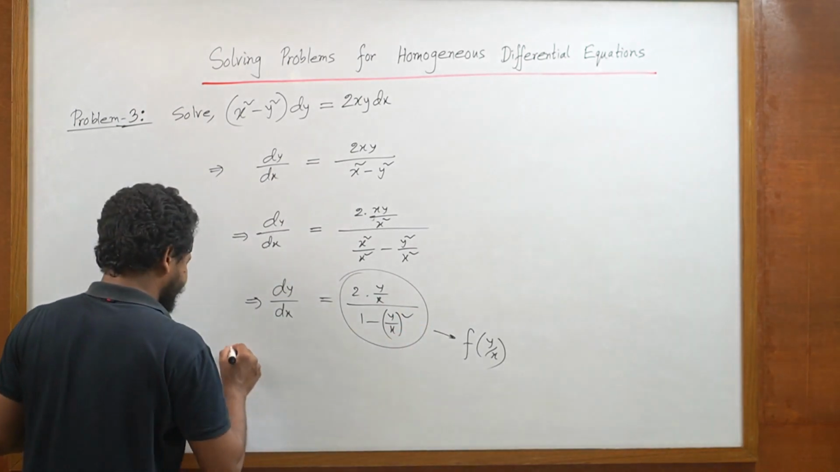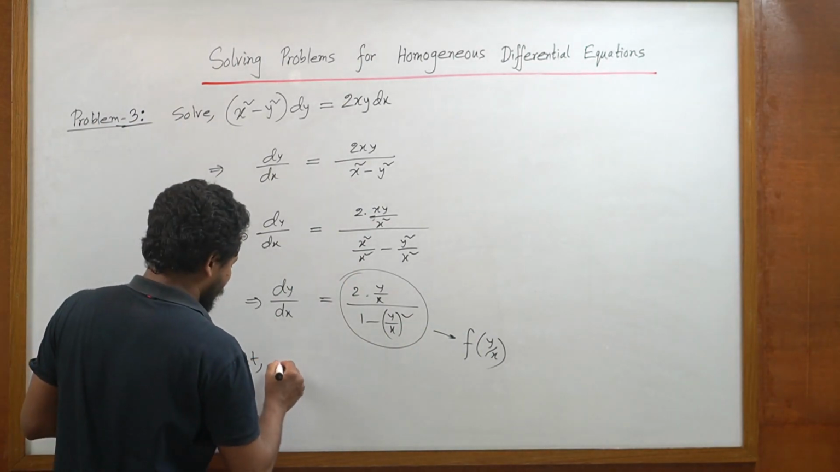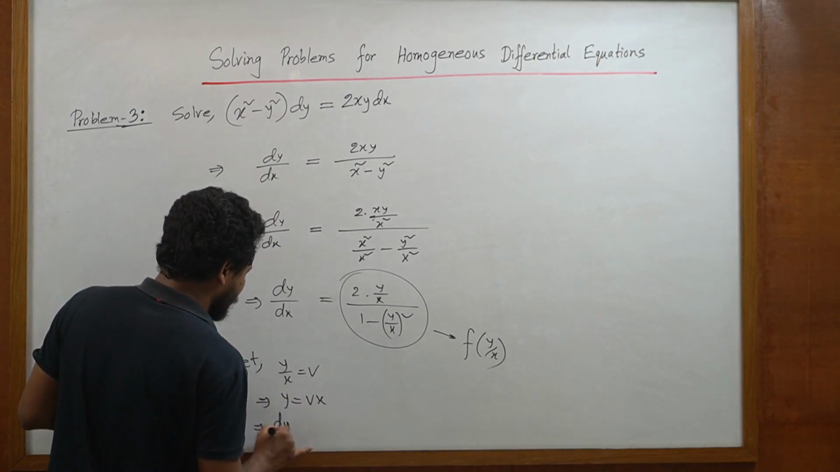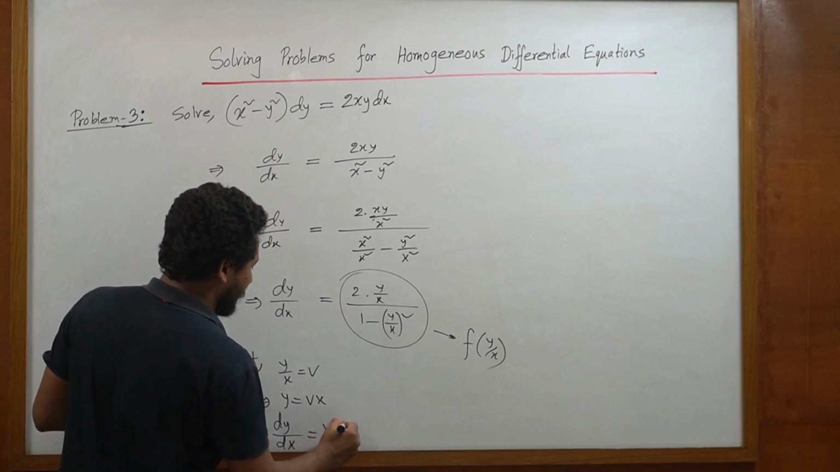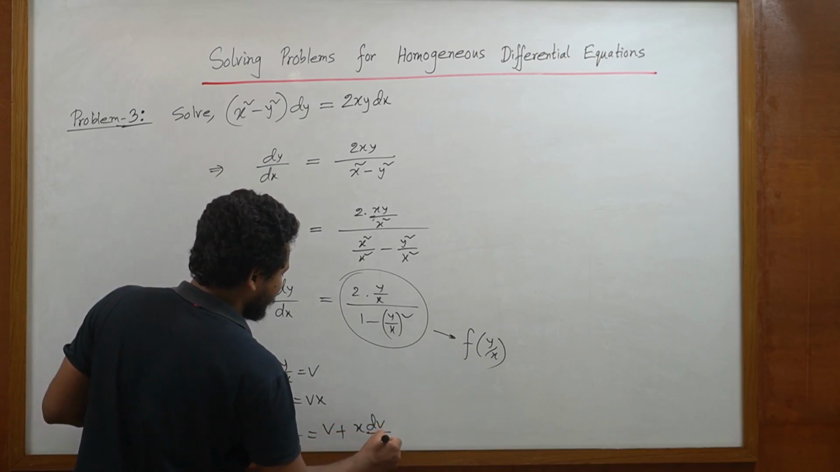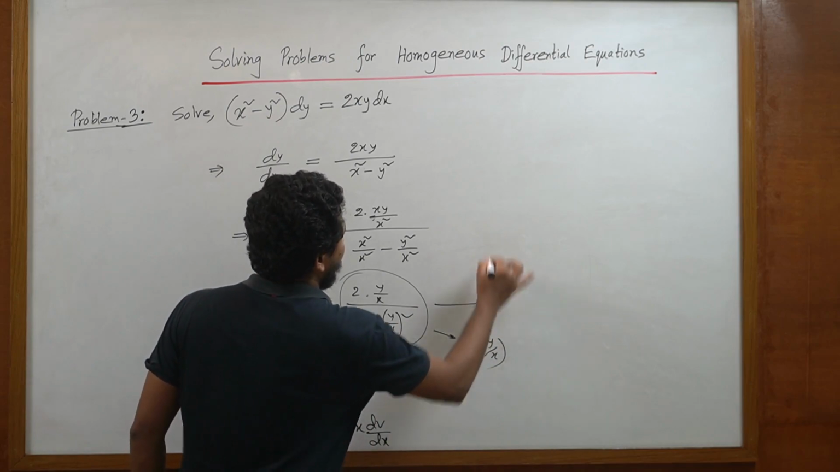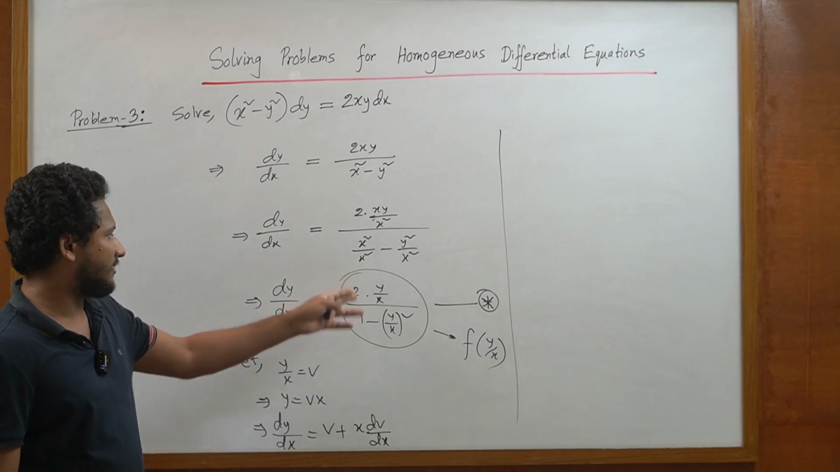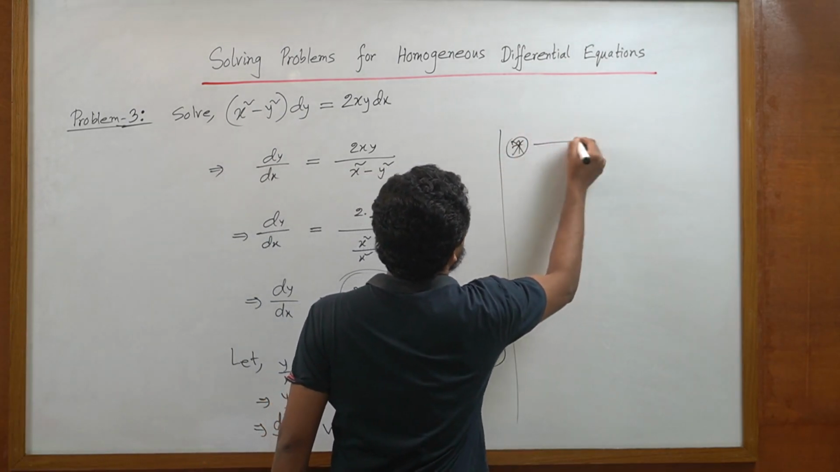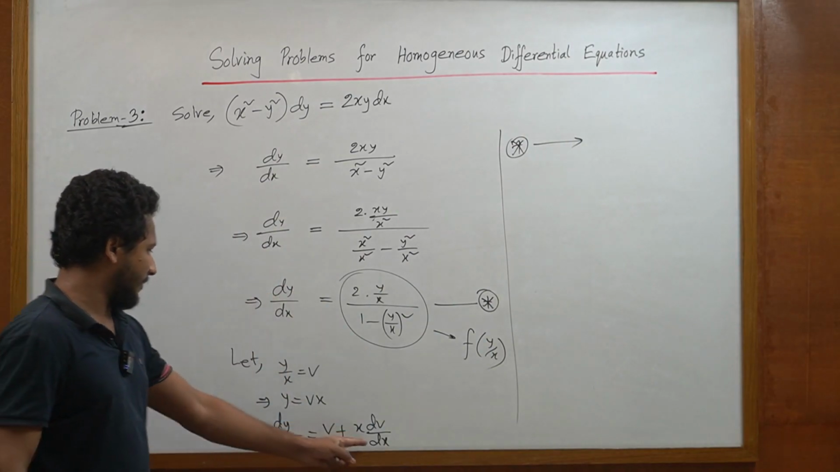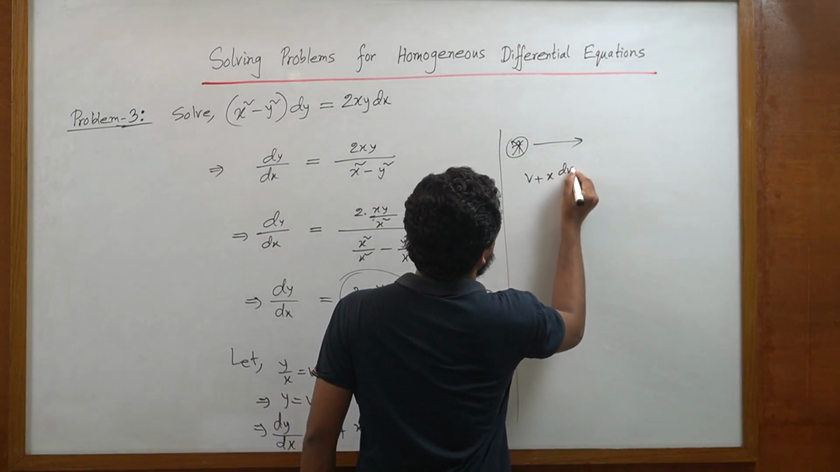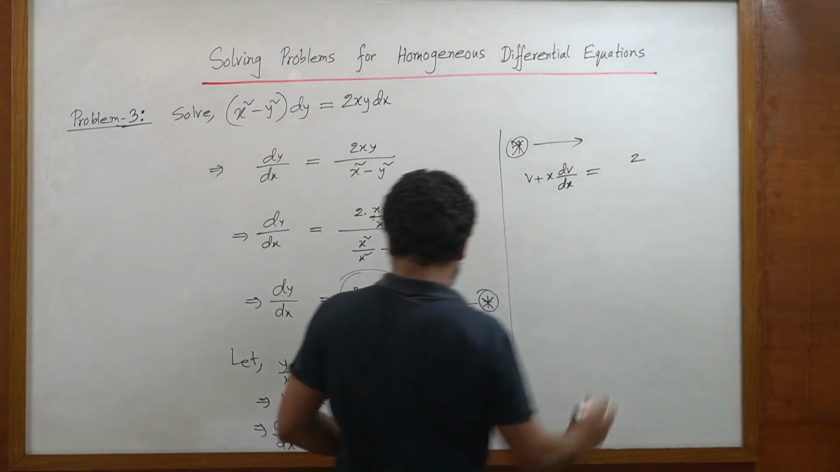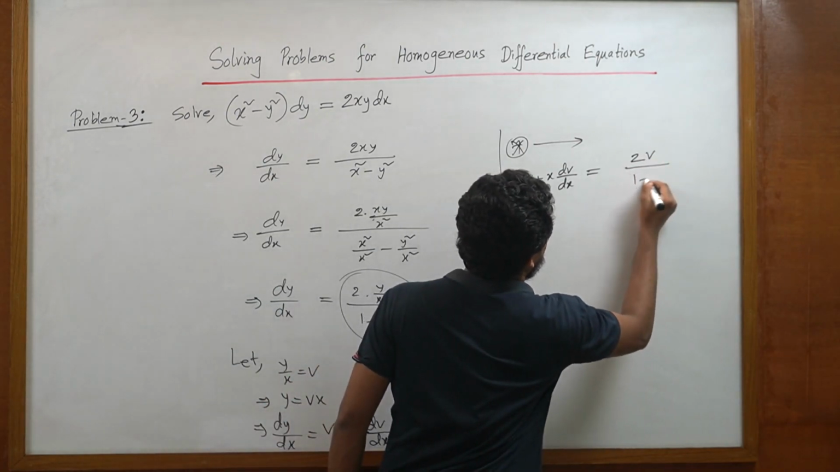Now let's take y by x as v. So y equals vx and dy dx equals v plus x dv dx. Now we will call this equation the star equation. We will replace this information into this star equation. So the star equation becomes dy dx as v plus x dv dx equals 2 y by x, which should be 2v by 1 minus v square.